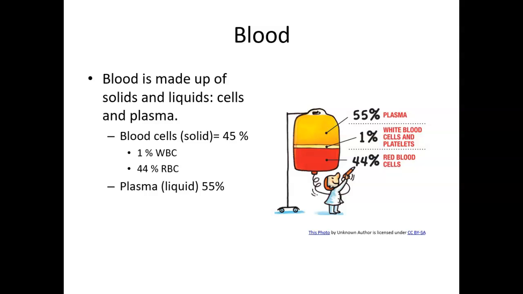And you can see right there at the bottom, that real thin line is your white blood cells, and the red is the 44%, which is the red blood cells. And then the plasma is the part on the top, that's 55%. So when blood comes out, it's all mixed up, but when it settles, the blood cells are going to settle to the bottom, and the plasma is going to stay on top.